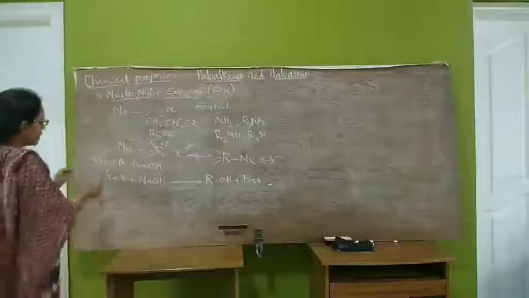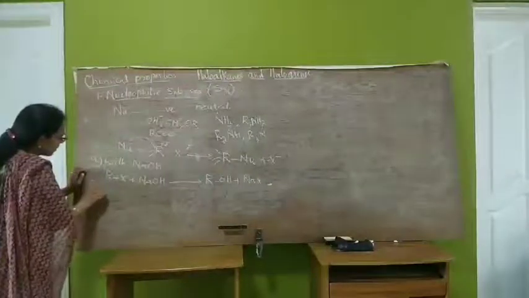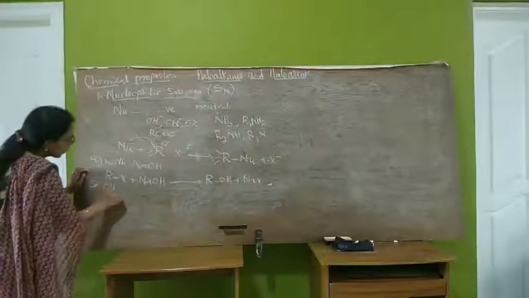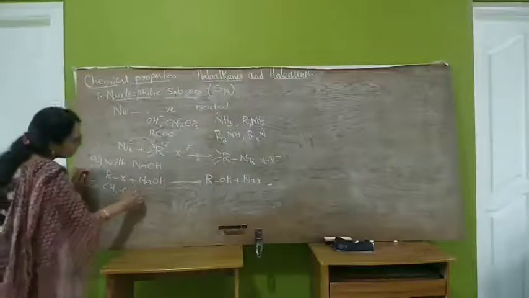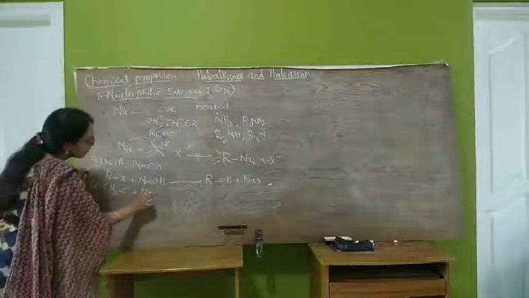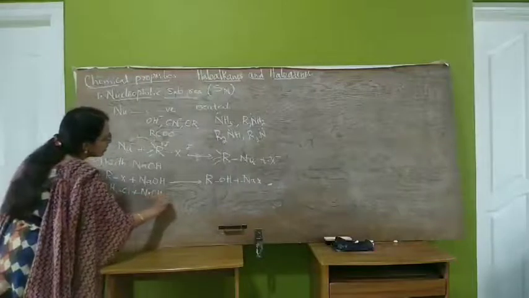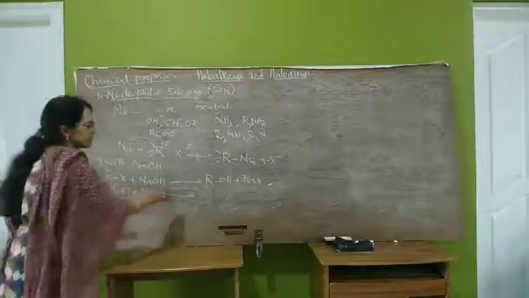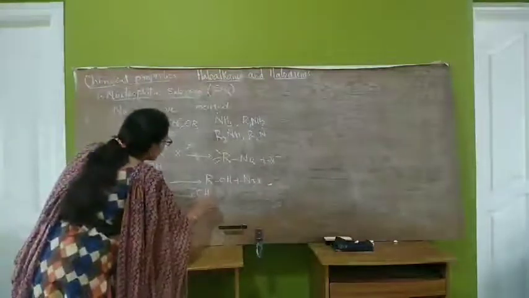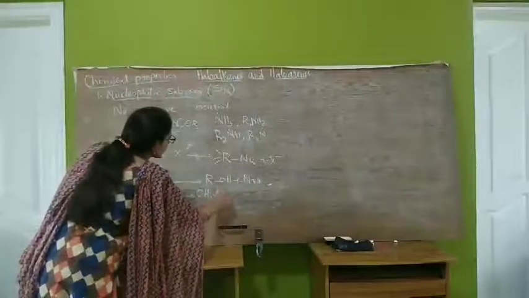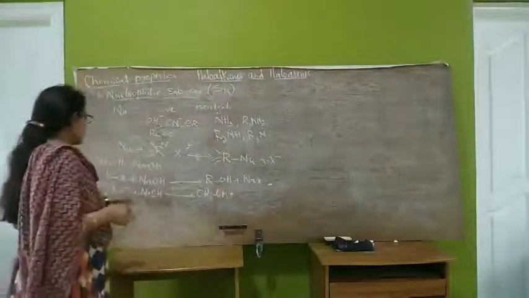Let us write one example. Methyl chloride, when heated with sodium hydroxide, forms methyl alcohol, that is methanol, plus NaCl.